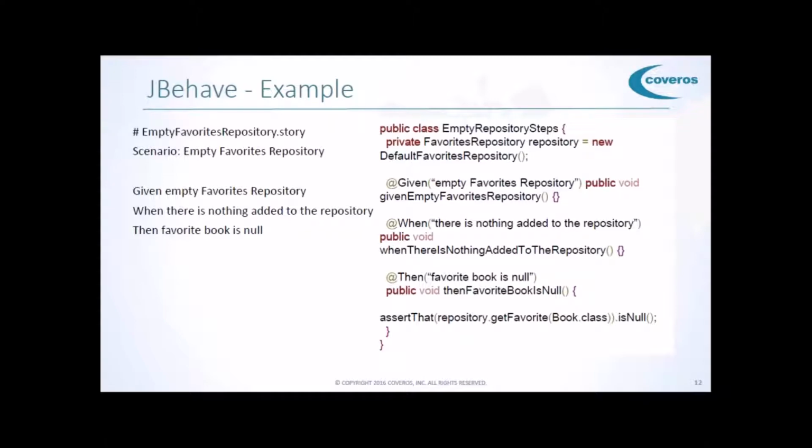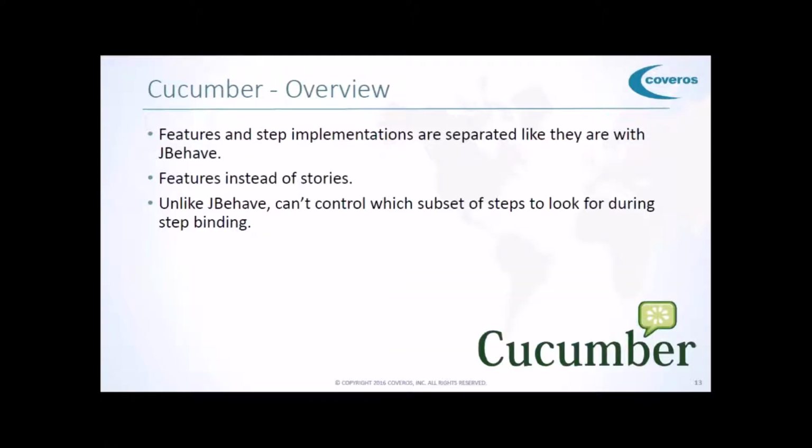On the left, we have the story file with a scenario and a given-when-then statement. And then on the right, we have the actual implementations for each of those steps. Each method is annotated to allow the framework to figure out which method to execute for each step. Cucumber, it works a lot like JBehave.